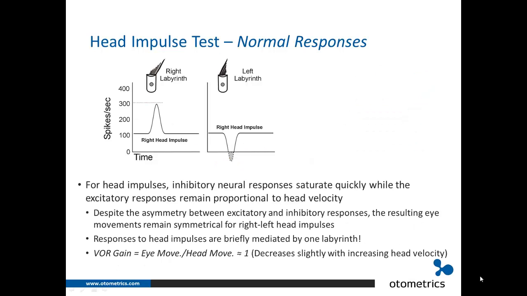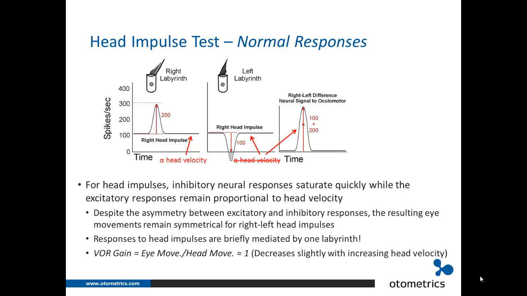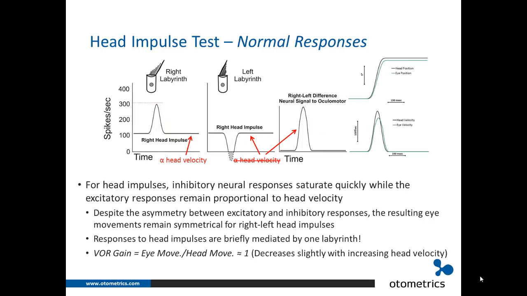Now what happens if the head is moved to the right using a head impulse? The change in the excitatory neural firing from the right side is proportional to the head velocity, but the inhibitory neural response from the left labyrinth and the difference between the two are no longer proportional to the head velocity. The resulting eye velocity is not exactly equal to the head velocity, but it's close, especially because at least one labyrinth accurately characterizes the head movements.